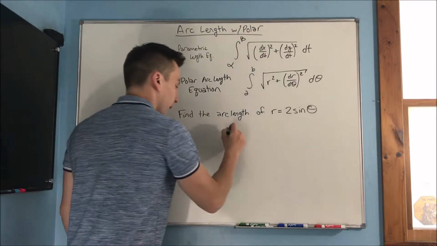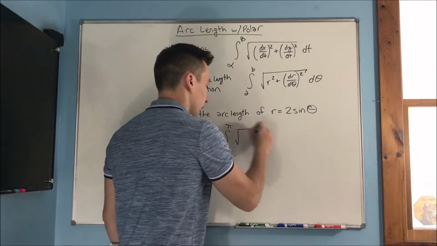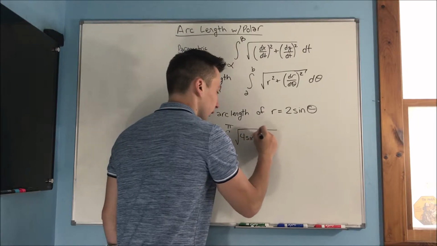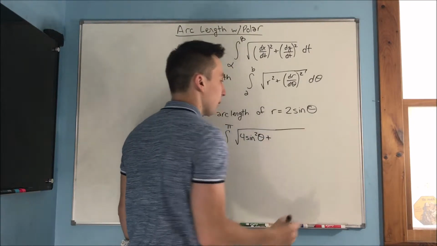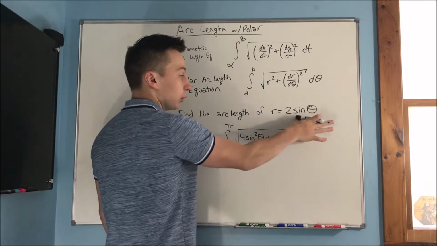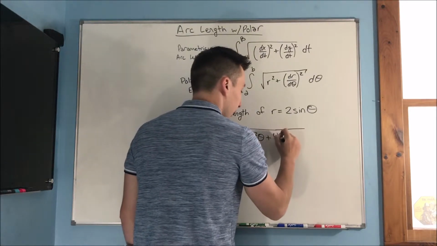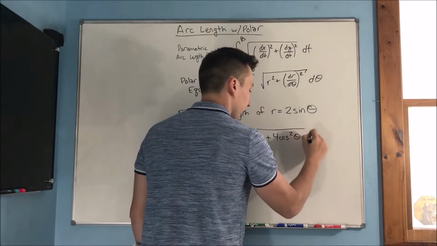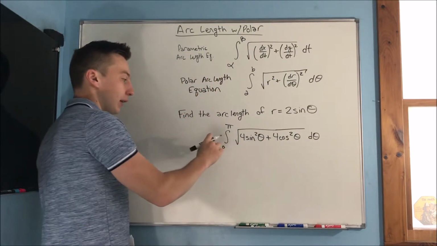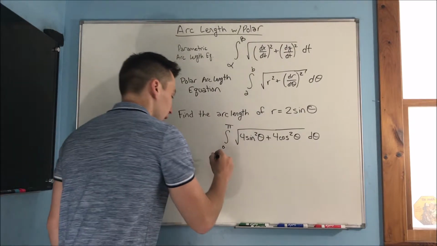So we get the integral from 0 to pi of the square root of r squared, that's going to be 4 sine squared theta, plus the derivative of this, which is going to be 2 cosine theta, and squaring that you get 4 cosine squared theta d theta. You can pull out a 4 here, which means you can put a 2 on the outside.